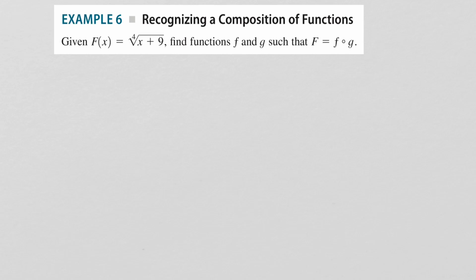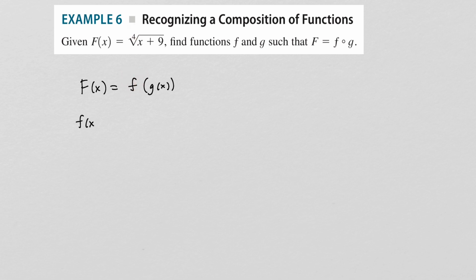You should also be able to recognize a composition of functions. So if you're given capital F of x is equal to the 4th root of x plus 9, you should be able to find 2 functions f and g such that when you do their compositions, you get the function here. Now the way to think of this, if you're going to think of capital F of x as being f of g of x, you should think of your g of x as kind of being your inside function and your f of x as being your outside function.